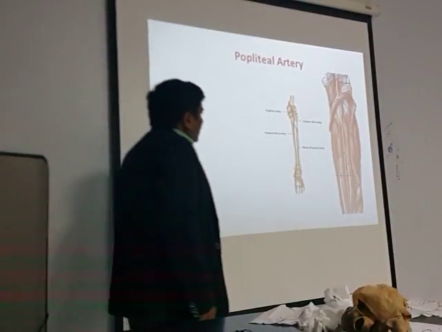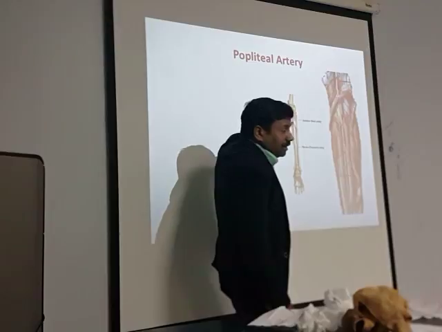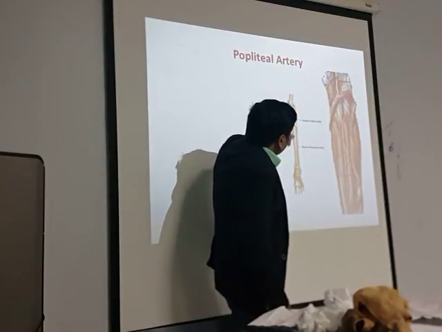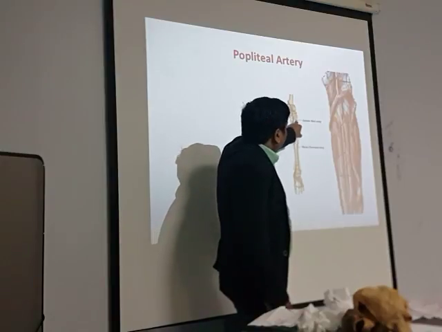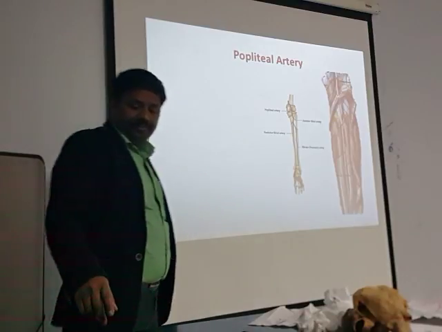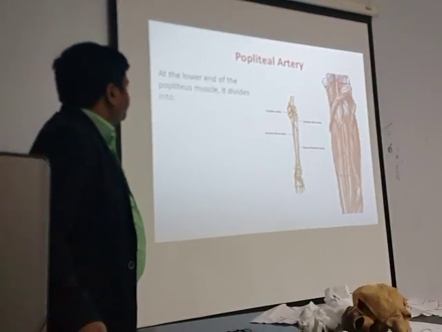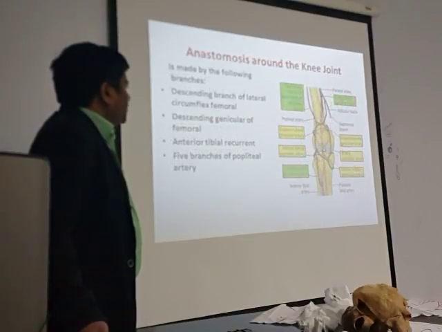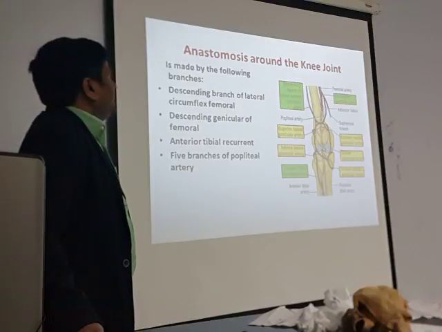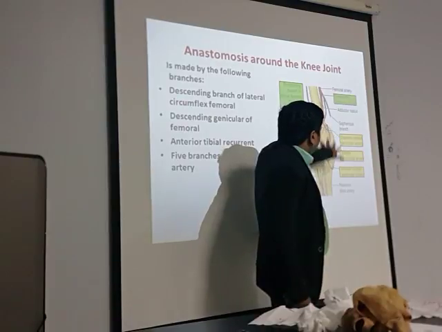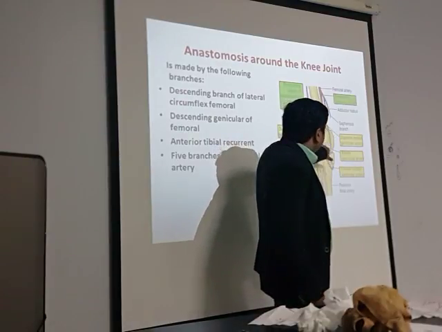Now this popliteal artery you can see here is divided into two, anterior tibial and posterior tibial. Anterior goes to the anterior compartment. The posterior tibial artery gives off the peroneal artery, which supplies the posterior compartment. So this is the anastomosis around the knee joint that I was talking about: medial and lateral superior, medial and lateral inferior, and even some middle.